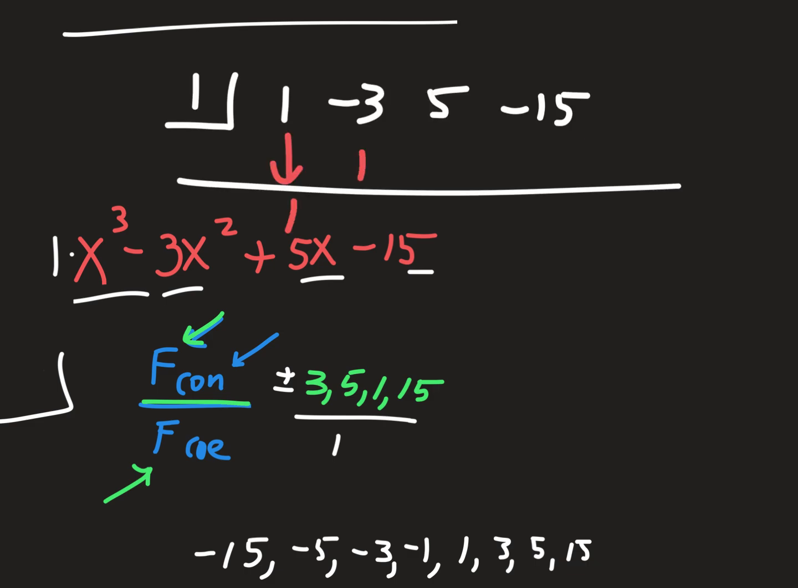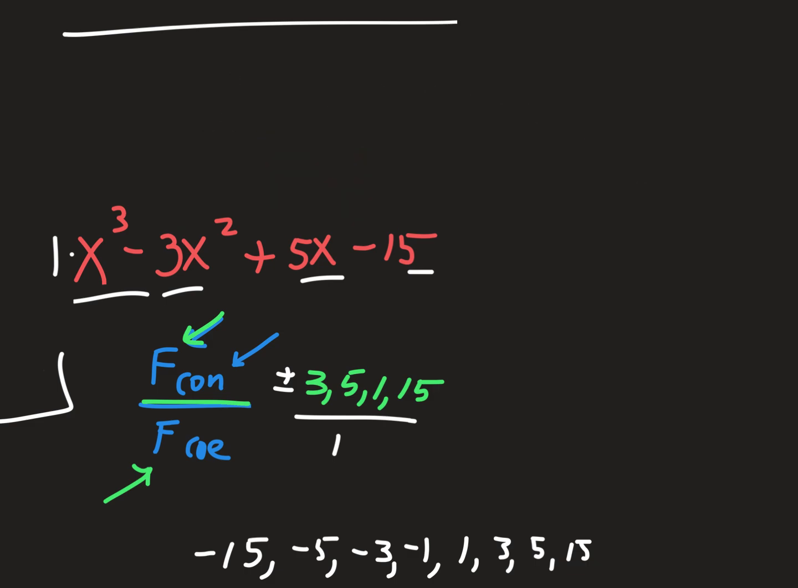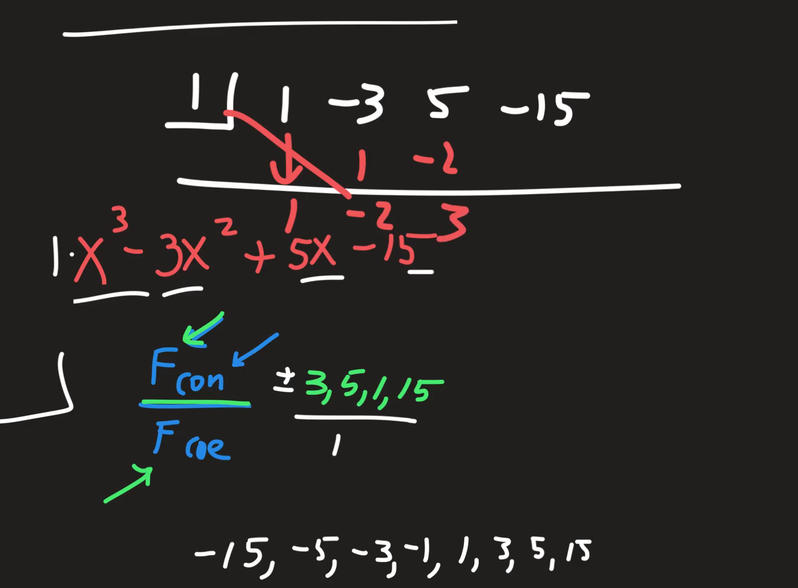1 times 1 is 1. Add them, negative 2. Multiply them, negative 2. Add them, 3. 3 times 1 is 3, and it didn't work, see? Because I didn't get 0 at the end. So now I can hit the back arrow a bunch of times.